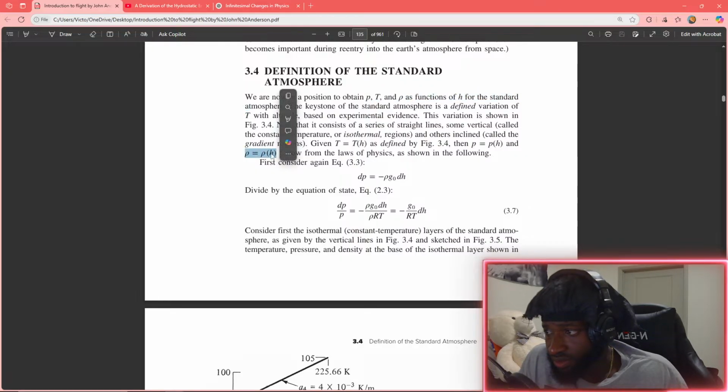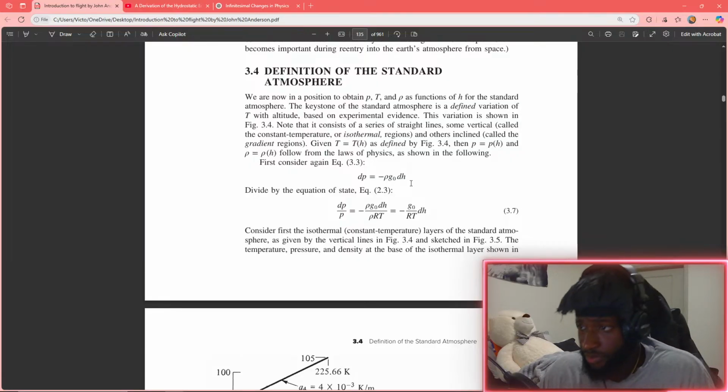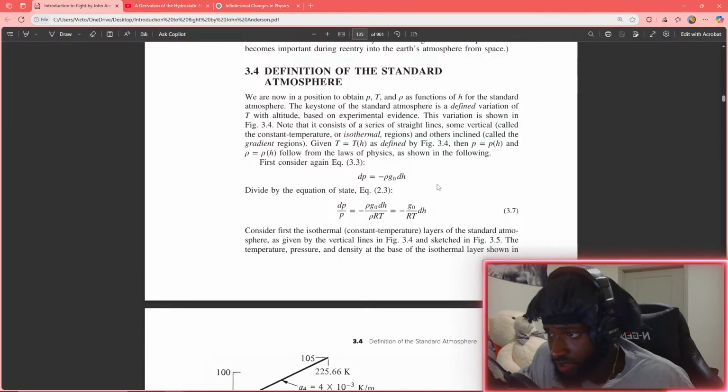Density is equal to density of h. Follow the laws of physics as shown in the following. First, consider equation 3.3. Change of pressure is equal to negative density times 9.8 times change in altitude. Divide by the equation of state, which is density, specific gas constant, and temperature. We get that.